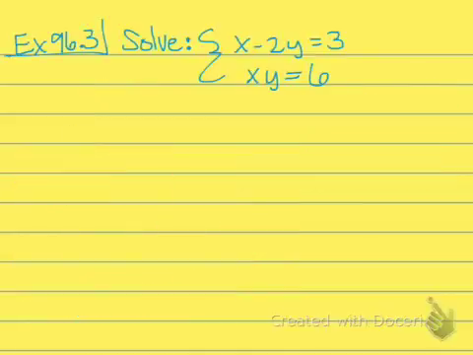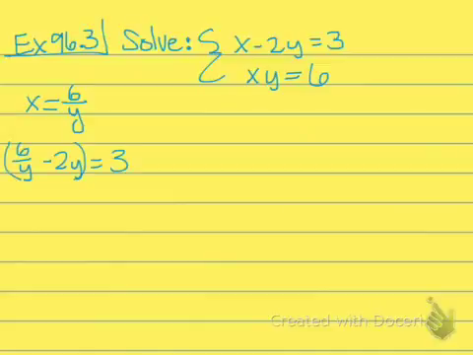So solve the system of equations. We get x is equal to 6 over y, and then take that and plug it in. 6 over y minus 2y equals 3. Multiply everything by y, so we get 6 minus 2y squared equals 3y.